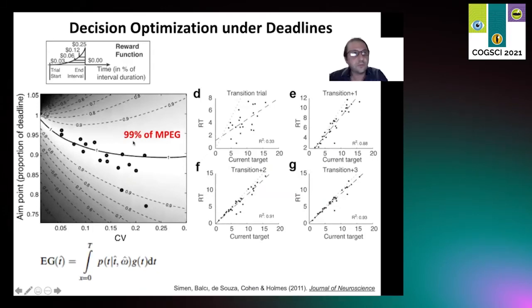Here, the optimal performance curve is denoted by this bold black curve, which again is the ridge of the expected reward rate surface that's defined as a function of the level of timing uncertainty and different aim points. And each circle is an individual participant. As you can see, human participants closely follow the optimal strategy in this task as well. And by doing so, they earn nearly 100% of the maximum possible expected gain.